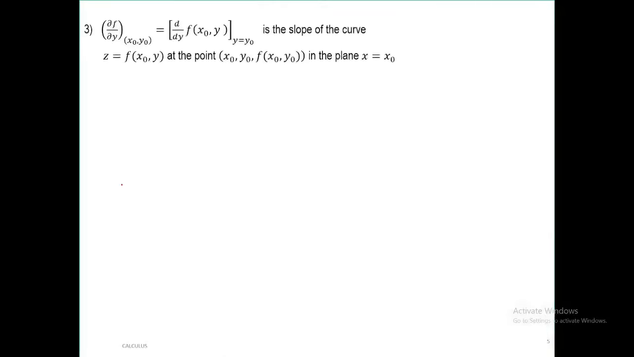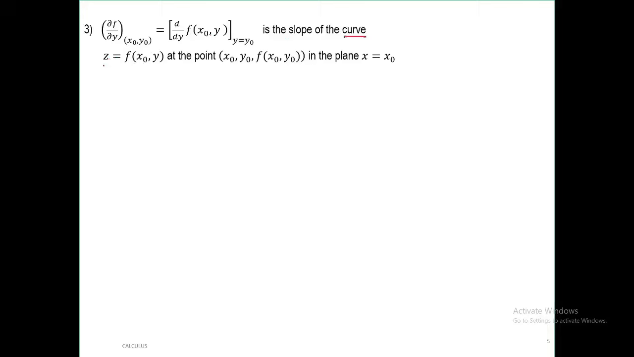So same thing again, dou f by dou y at some point x naught, y naught is similar to d by dy of, since you are doing derivative with respect to y, that means you are treating x as constant, then substitute x is equal to x naught. Now this is a single variable function. Now this is a curve. So f of x naught comma y is a curve.